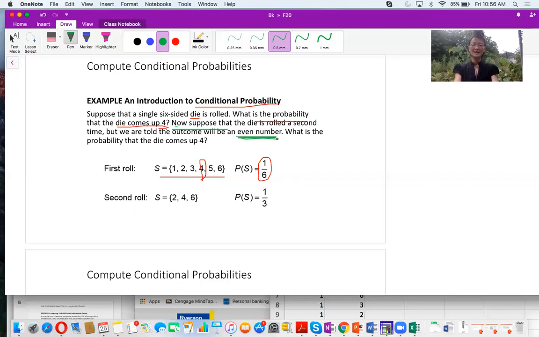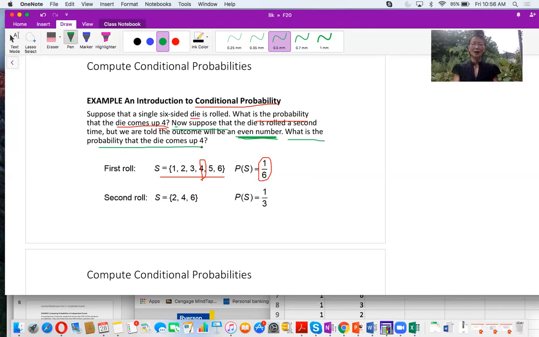The outcome is an even number. Now, same question: what is the probability that a die comes up 4? So for this second question, given the condition that the outcome is an even number, what is the probability of seeing the number 4? So this is conditional probability.